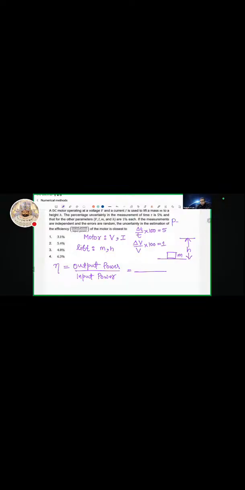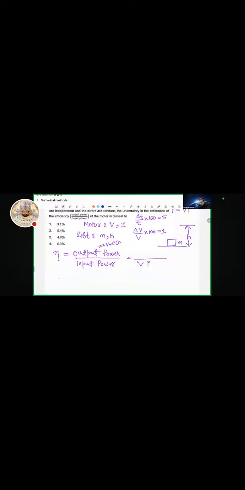Everyone must have heard this formula. What is the formula for electrical power? Voltage into current. Everyone knows this? Yes. What is output power? Mass is getting lifted. So what kind of power is this? Mechanical, electrical, what kind of power is this? So this is a mechanical power.